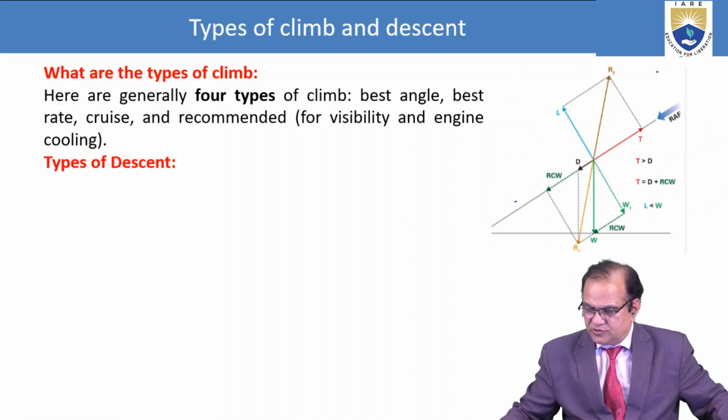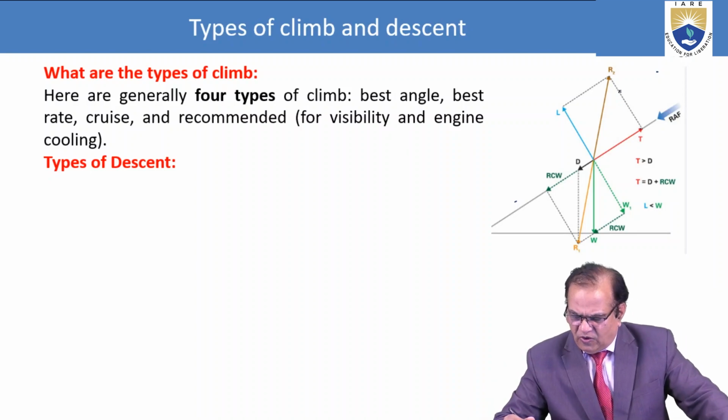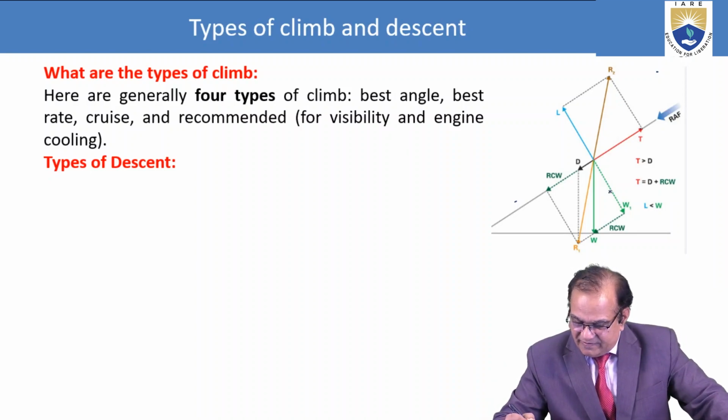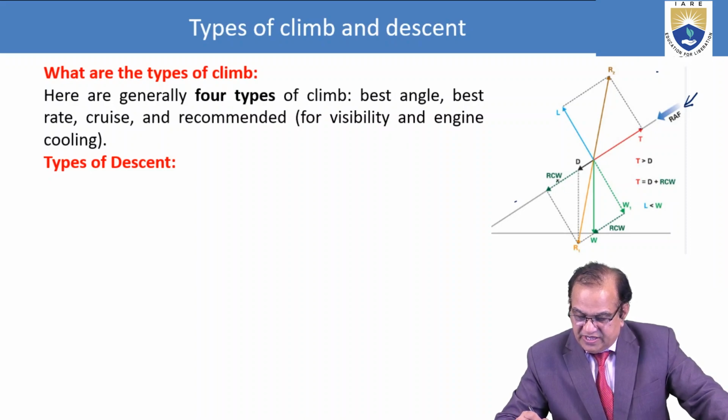Types of descent. If you see here, different types of forces are in this diagram. Here is the drag, here is the thrust opposite to it. This is the relative velocity. Lift will always act perpendicular to this. Here this is the weight, and W1 is equal to W cos gamma. So lift will be equal to this, and drag will be equal to the thrust.